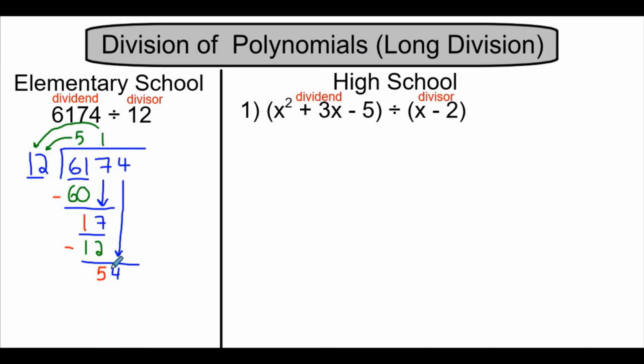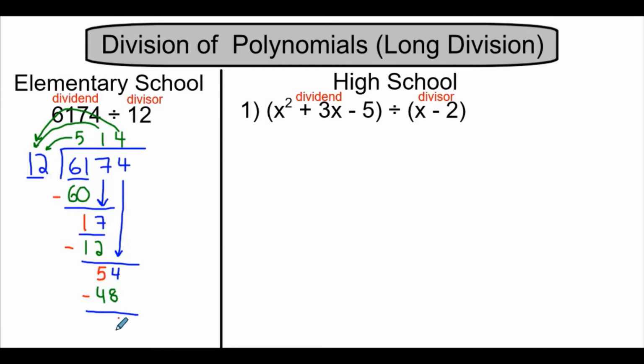12 goes into 54. As a young child, you might have guessed 5 and then had to erase. We're a little more advanced now, so we know that it's actually a 4, because 4 times 12 is actually 48. And that frustration actually doesn't happen in the high school math, because you'll know exactly what to subtract, unlike in elementary school, where you have to guess. So then we subtract this, and when we subtract that, we get our final remainder of 6.